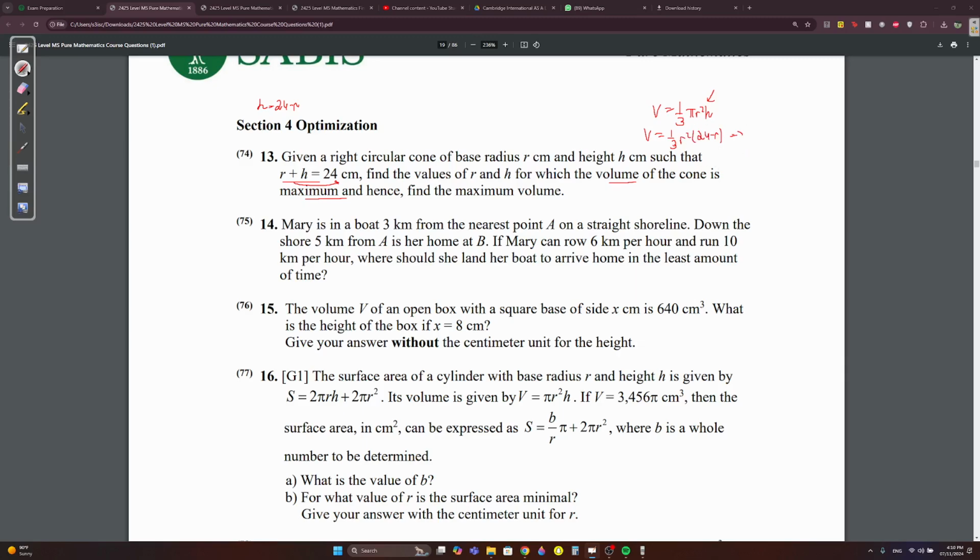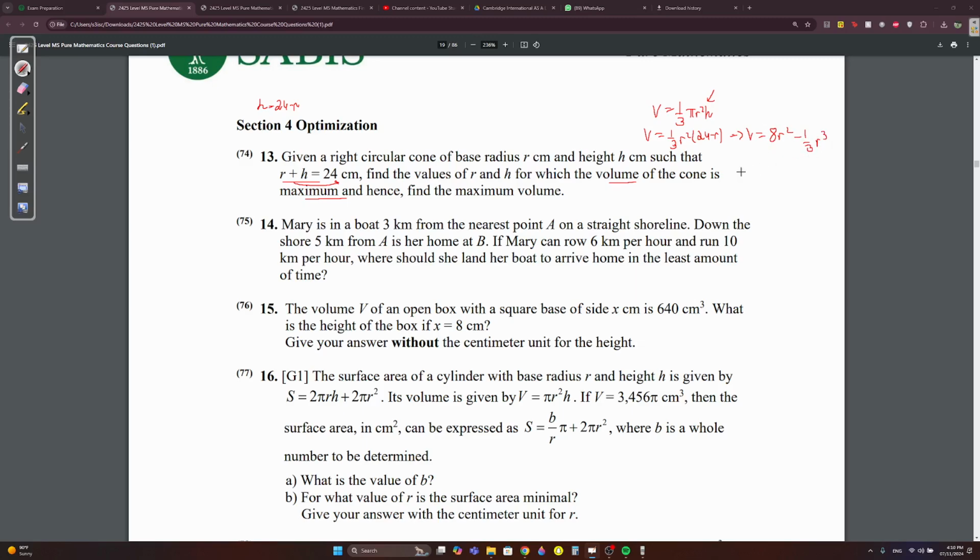Okay, let me continue over here. You're going to get V is equal to 1 over 3, sorry. 1 over 3 times 24 is 8. I'm distributing, right? 1 over 3 times 24 is 8 R squared, right? And then 1 over 3 R squared times minus R is minus 1 over 3 R cubed. You now need to derive this, right?